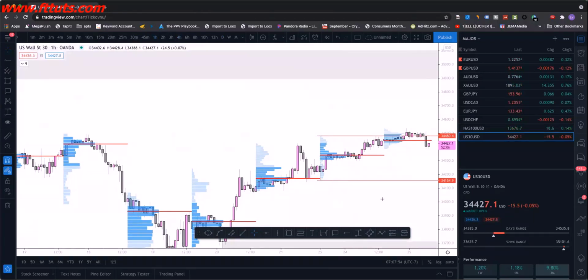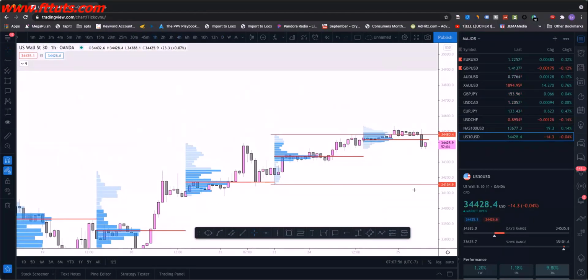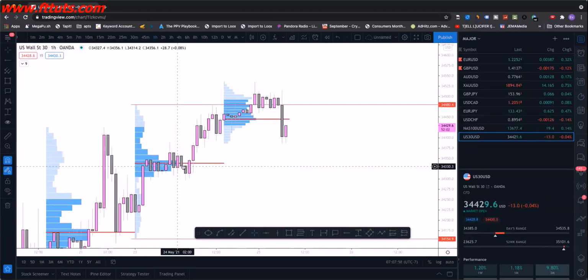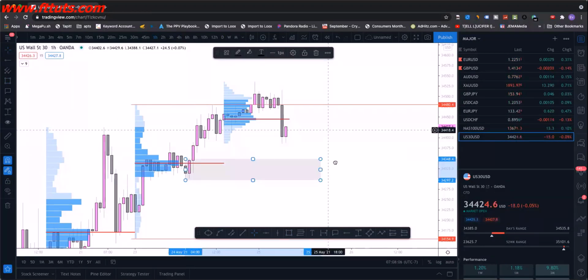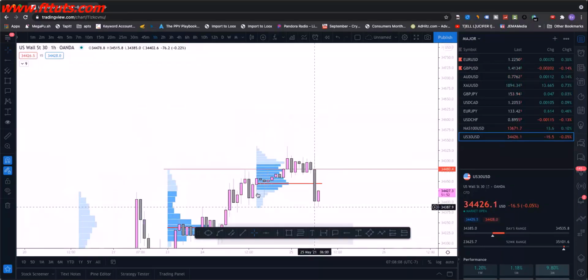It's a pretty far away target, so I'm not too concerned about it. We do have a volume POC right here with the gap of the previous day or a couple days ago, and just dragging that out a bit. And then I do have a structural break here, so I will use this as an area to sell from.